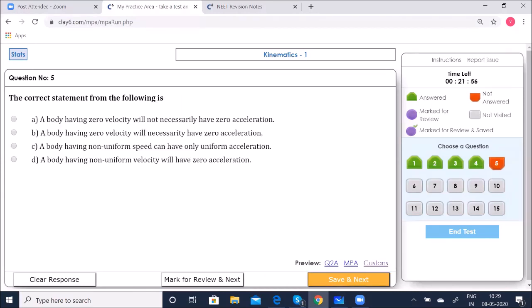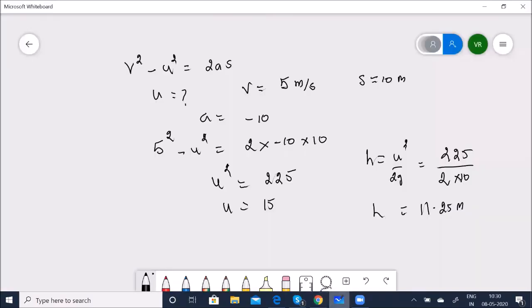Okay. The correct statement from the following is, which is going to be the correct statement. A body having zero velocity will not necessarily have zero acceleration. A body having zero velocity will necessarily have zero acceleration. A body having non-uniform speed can have only uniform acceleration. A body having non-uniform velocity will have zero acceleration. Okay. Let us look into the statements. Which of these statements is going to be correct? Okay. Let me clear this.